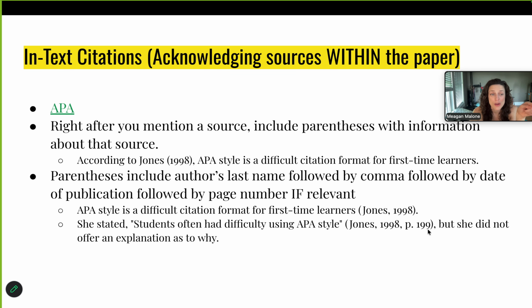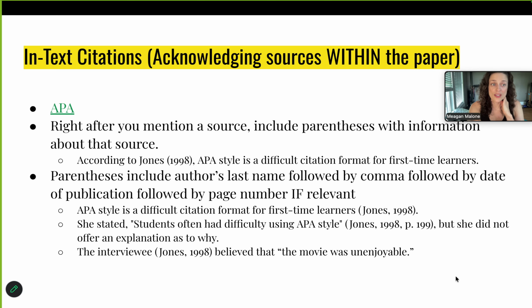Now, if the piece does not have an author, you don't put the author because there is no author. You put the first thing that appears in the references page citation, which we'll talk about in a minute. So I think the Rolling Stone article and the TED Talk, those do have authors, but the Time Magazine article does not have a listed author. So you're gonna have to do something slightly different for that.